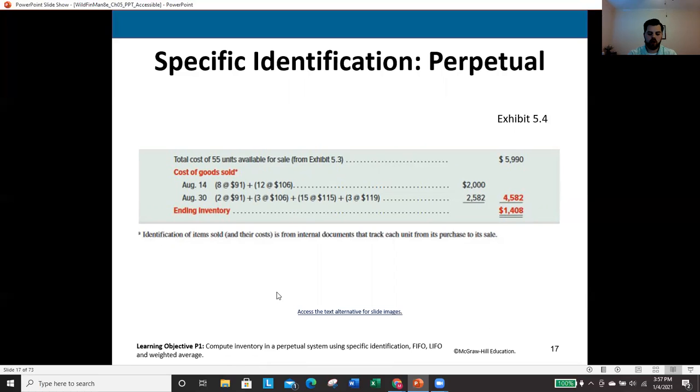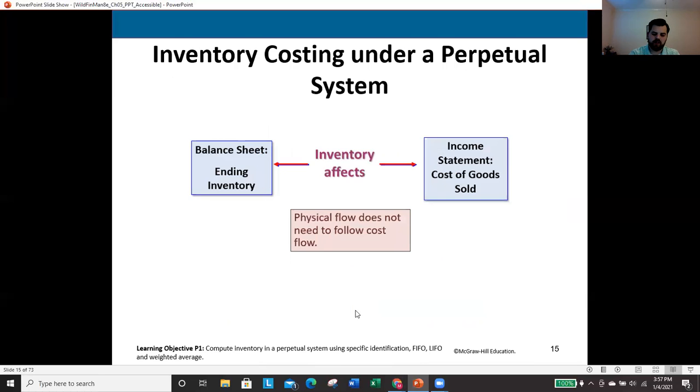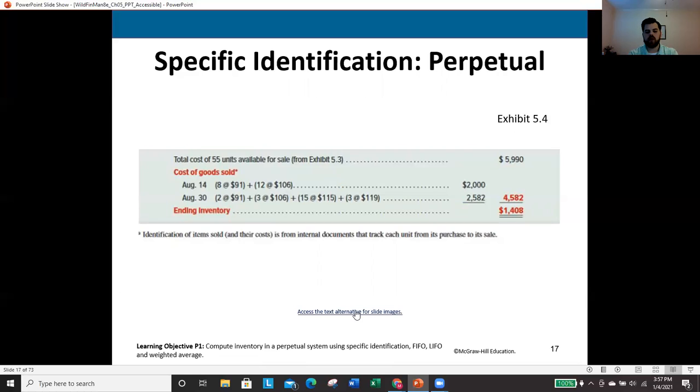And remember, if we go back to our graph, if my merchandise available for sale is 5,990, my cost of goods sold is 4,582. The difference, this 1,408, I believe, is your ending inventory amount. So that is, of course, what we see here, and that is how specific identification works. So that one's pretty straightforward.